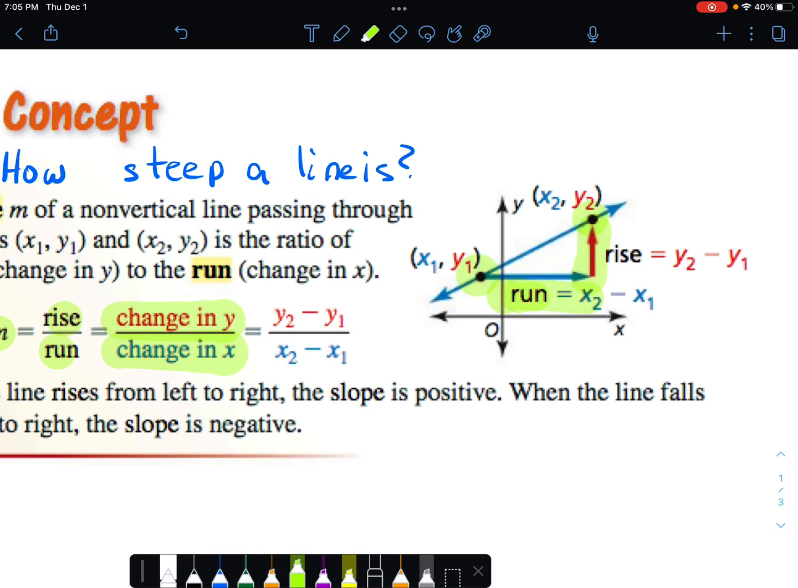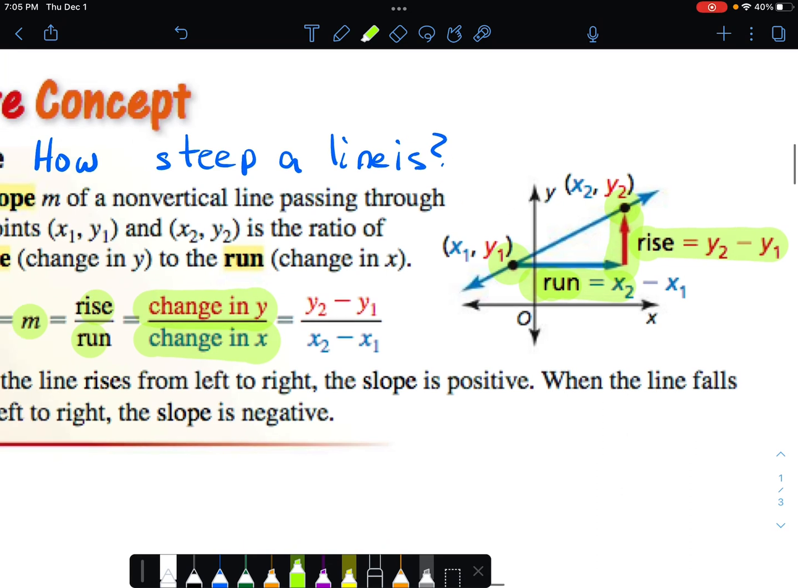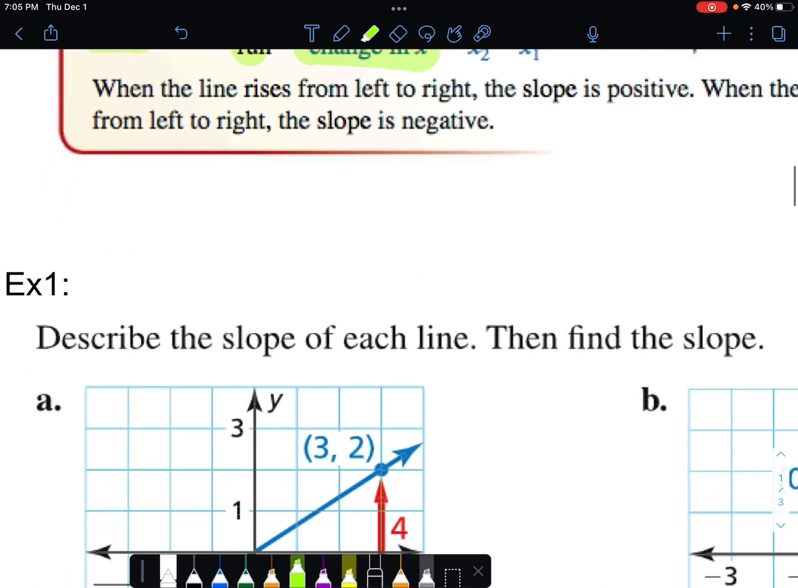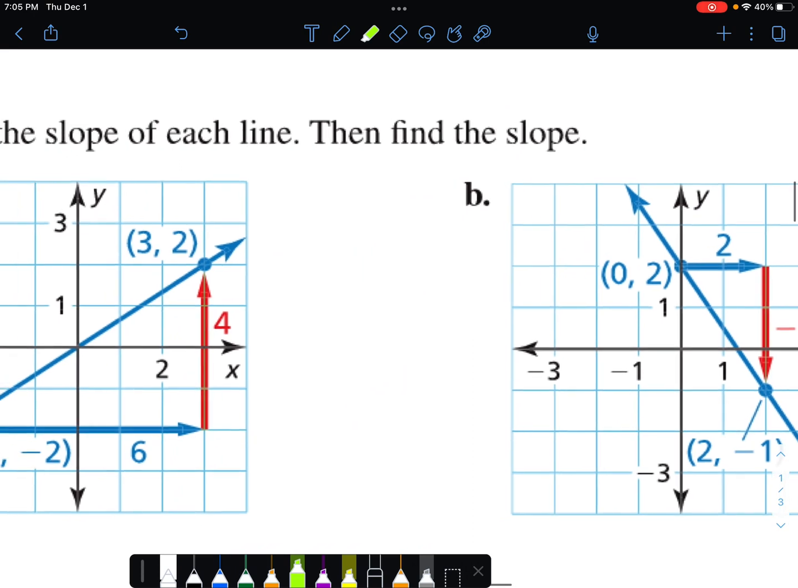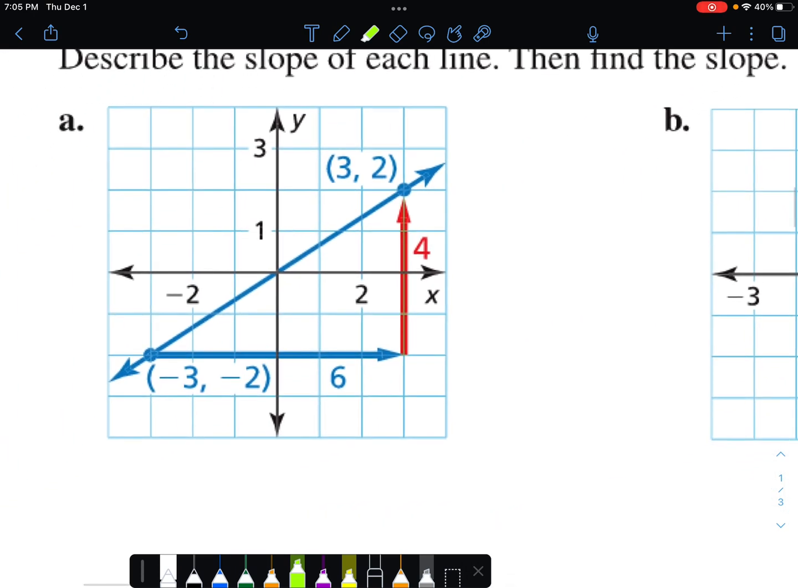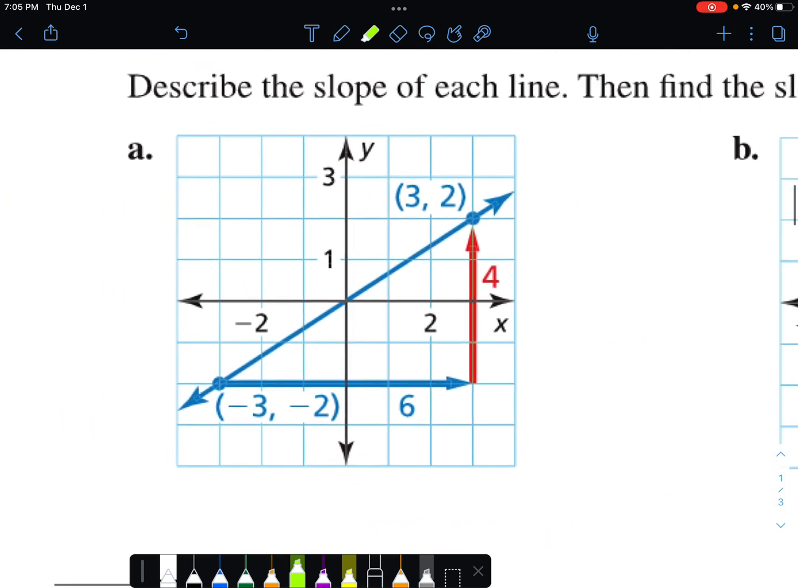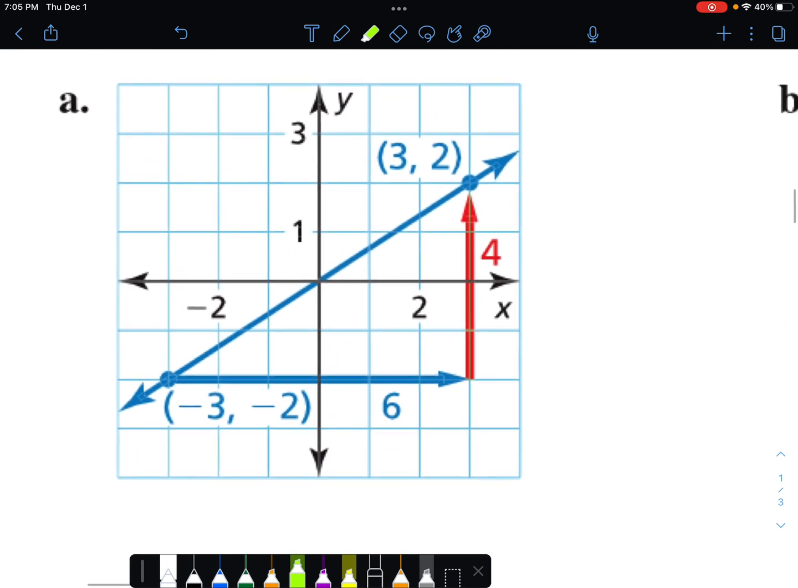So that's a lot of new concepts that I just covered. I think a good way to look at this is to see it in action. And let's try this with a problem. So we have, describe the slope of each line, then find the slope. So when I look at A, I want to describe the slope. First thing I want to do is take a look at the line and think about what are the 2 points that are identified on the line.